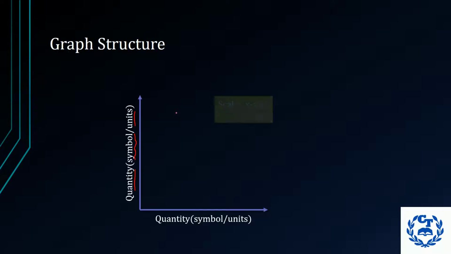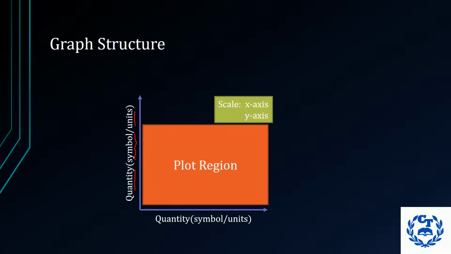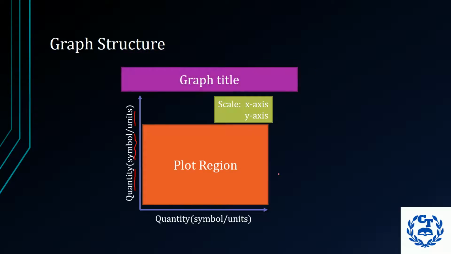Alright. Once you finish that, you have to simply choose a scale, and we'll see about how to choose a scale later on. Once you choose a proper scale, make sure that the scale itself takes up at least half of the plot region, and this here is the plot region where your points will go. Alright. After which you put a graph title, and that will be the structure of the graph.